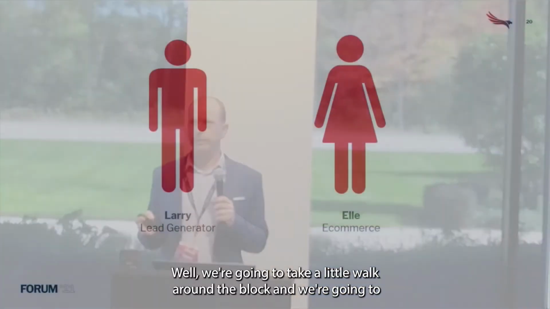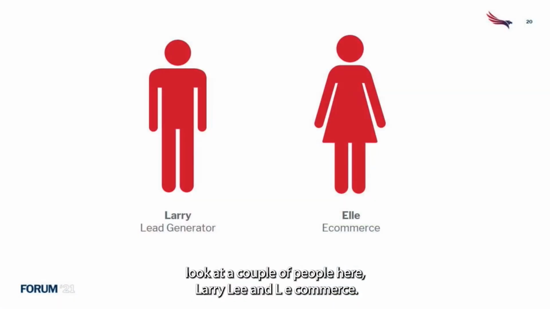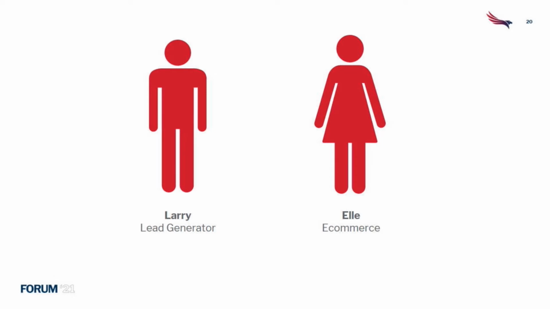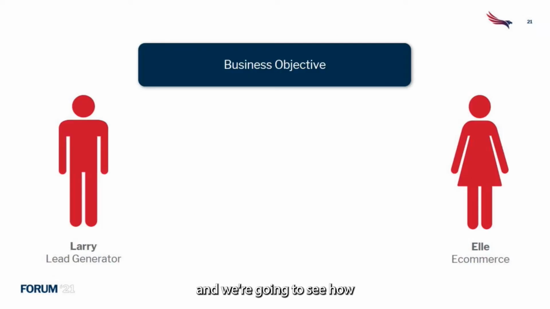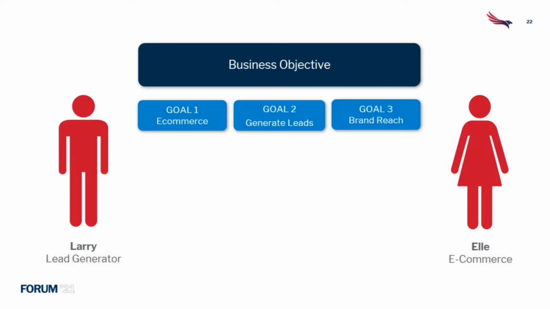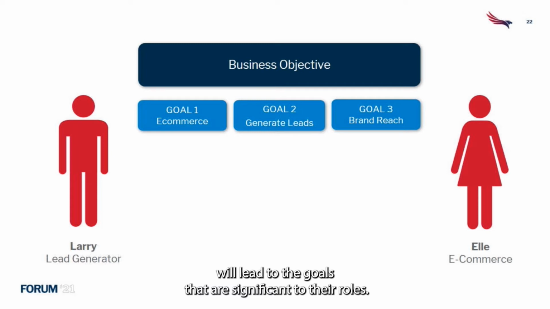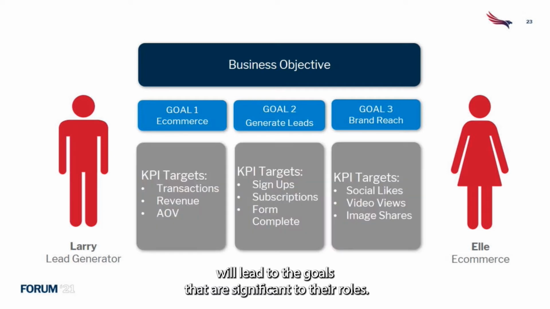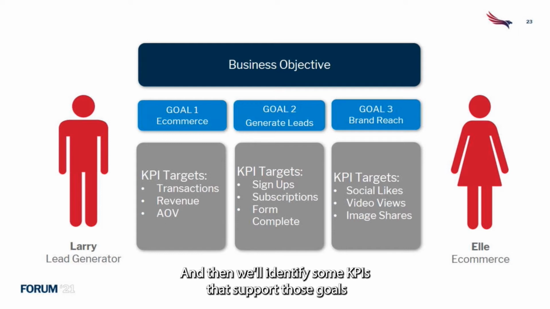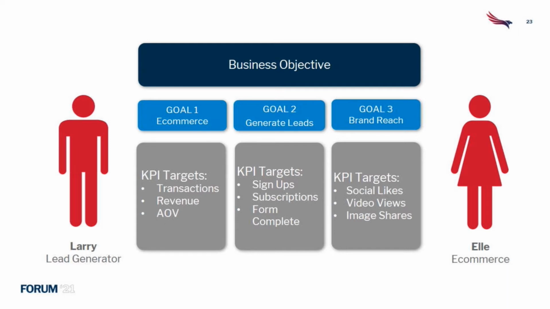Well, we're going to take a little walk around the block, and we're going to look at a couple of people here, Larry, lead gen, and L, e-commerce. They both run a website, or they're both working on an online position, but they have different objectives. And we're going to see how those business objectives for each of these individuals will lead to the goals that are significant to their roles, and then we'll identify some KPIs that support those goals that ultimately support that business objective. You guys all with me?